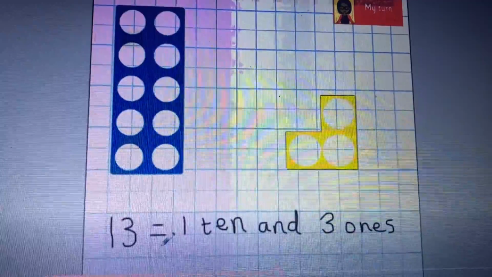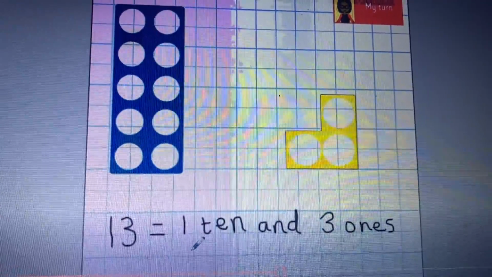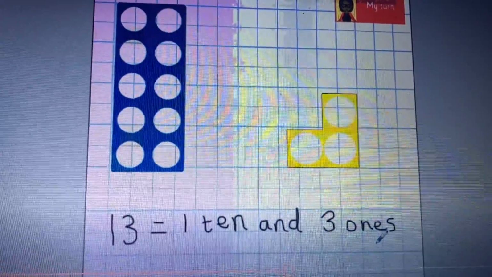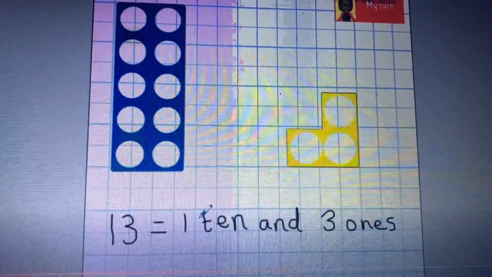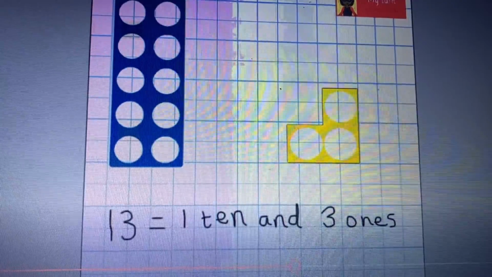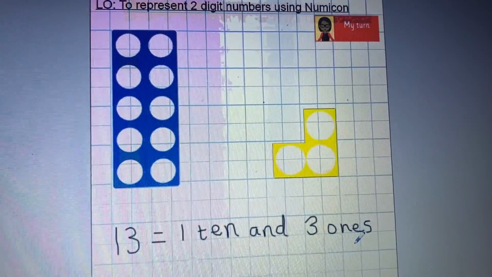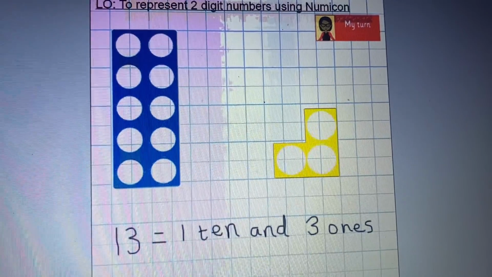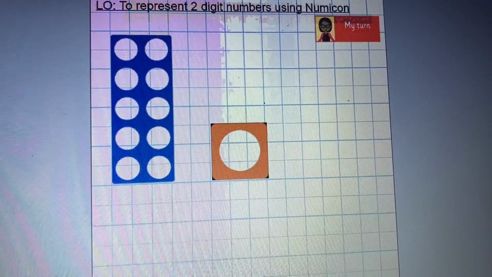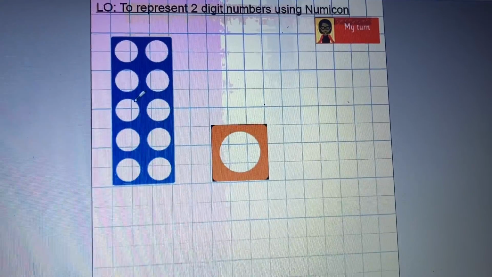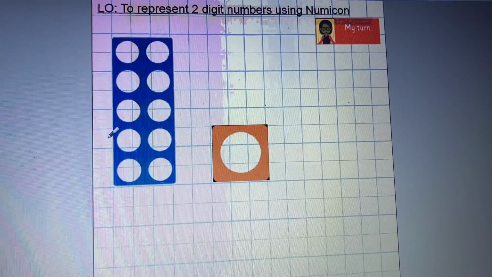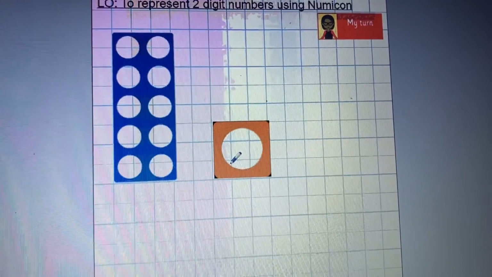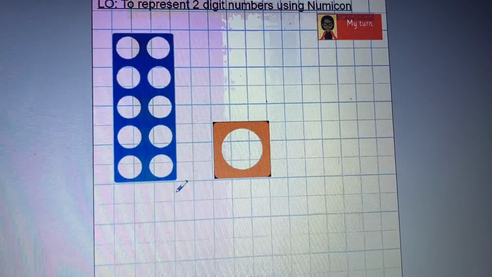13 equals 1 ten and 3 ones. Now let me try another one. Ooh, here I've got 1 ten and I've got 1 one. So this is how I would write it.